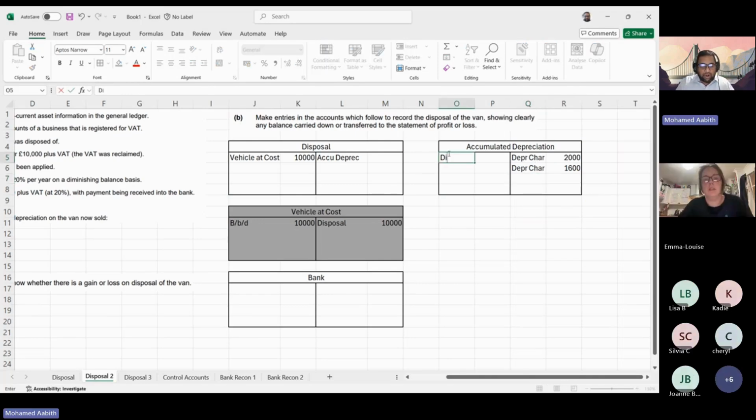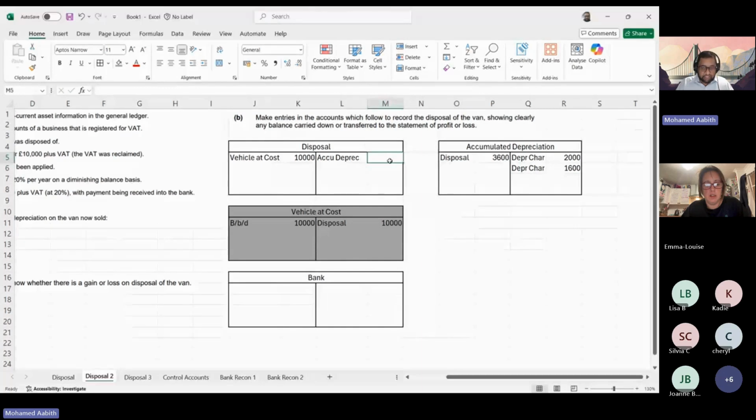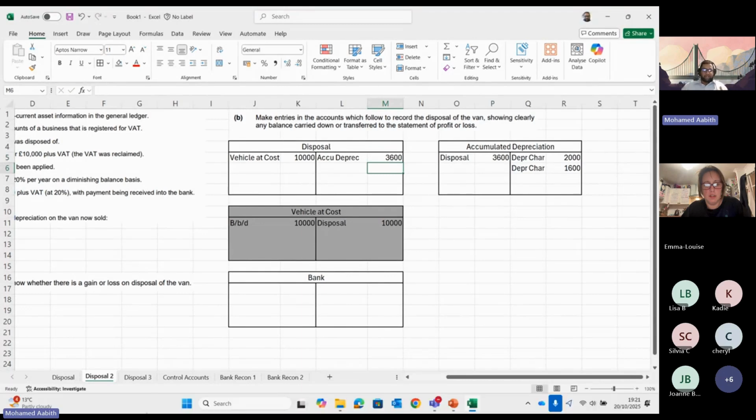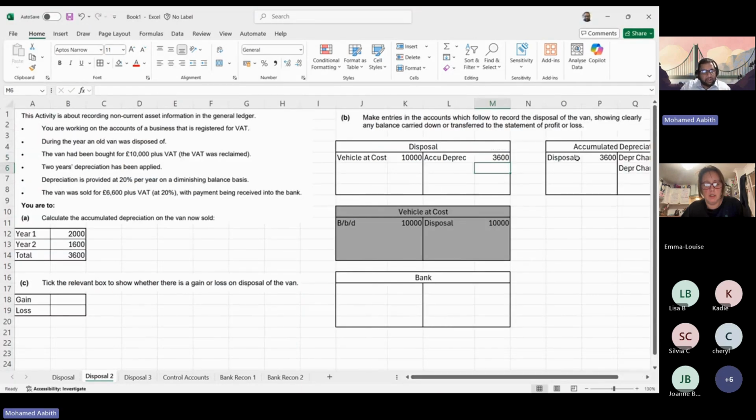So what we'll do, disposal, 3,600 pounds. And here on the disposal account, we have accumulated depreciation, 3,600. So we have done those two entries as required from you. This account wasn't there in the answers because they expect you to write this one automatically with the given information here. And the third one is we have been paid 6,600 plus VAT, and the payment was received into the bank.